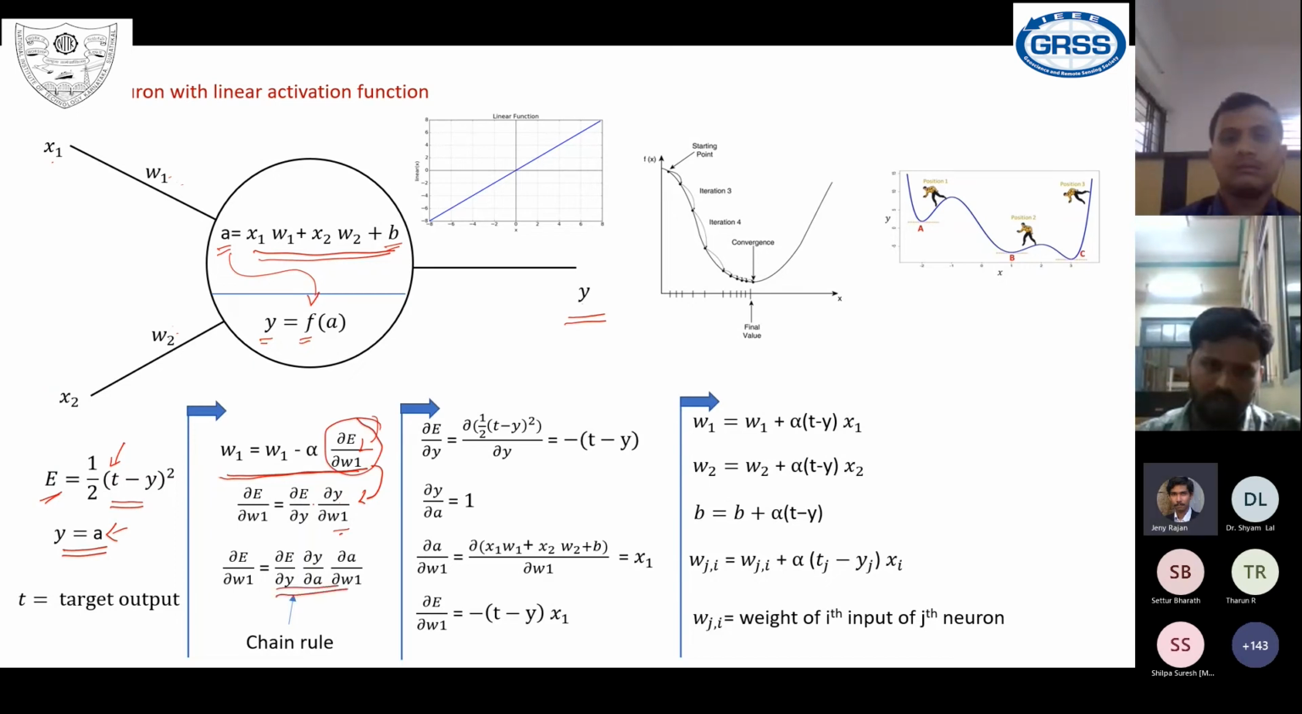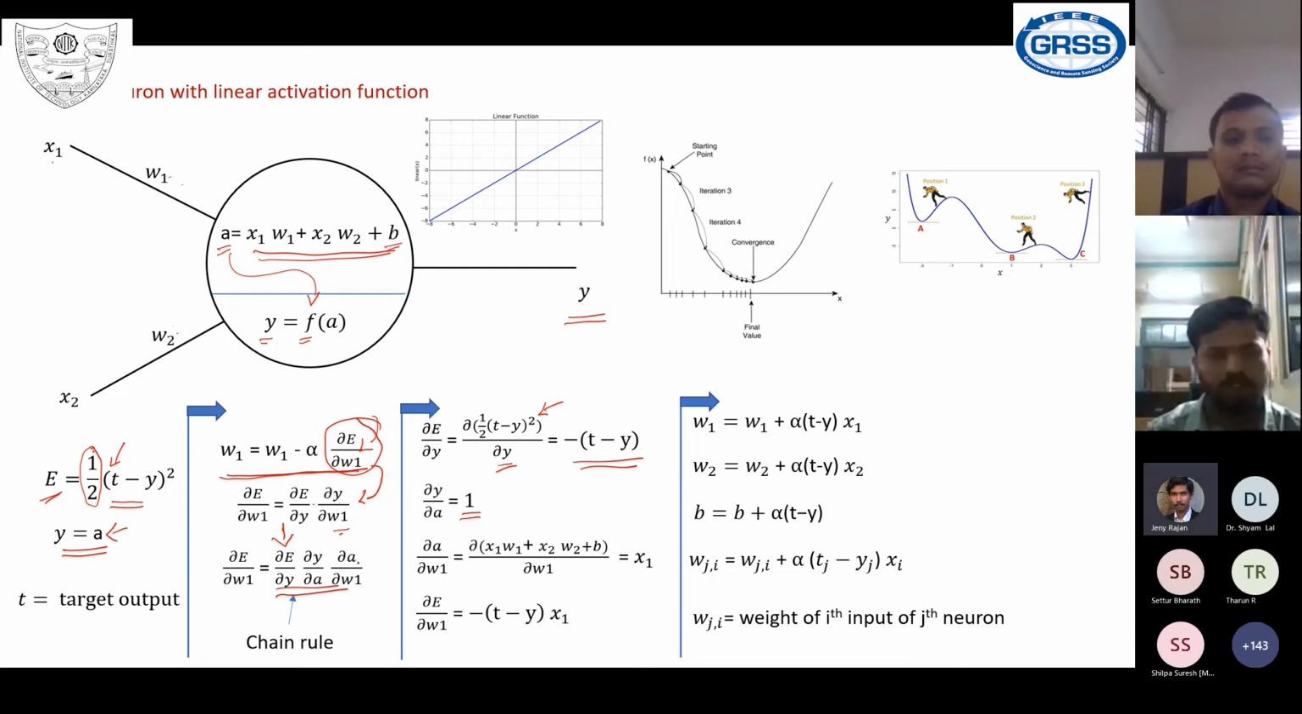Now we can substitute the values. First, dou E by dou y. What is E? E is half of t minus y whole squared. This half we added just to make the computations much simpler. If you take the derivative of this term with respect to y, we will get minus of t minus y. Next is dou y by dou a. Since y is equal to a, dou y by dou a is 1.